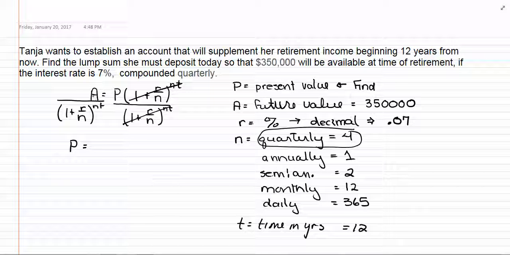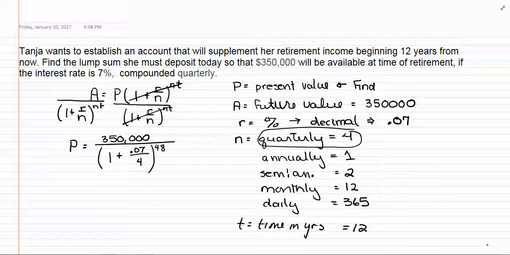So A was 350,000 divided by, and then in the bottom, parenthesis 1 plus the rate 0.07 divided by N, which is 4, raised to the 4 times 12. Well, that I can do in my head. 4 times 12, 48.